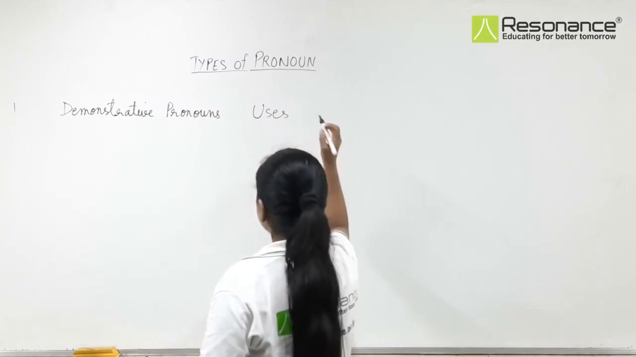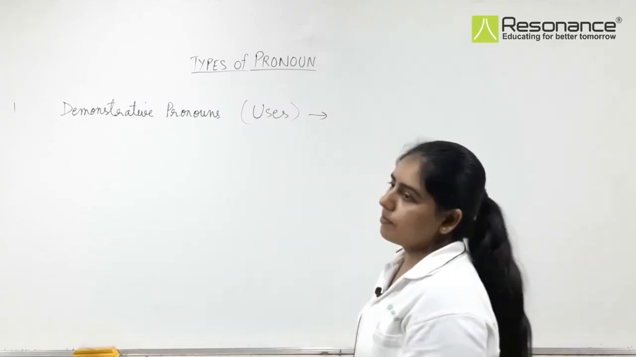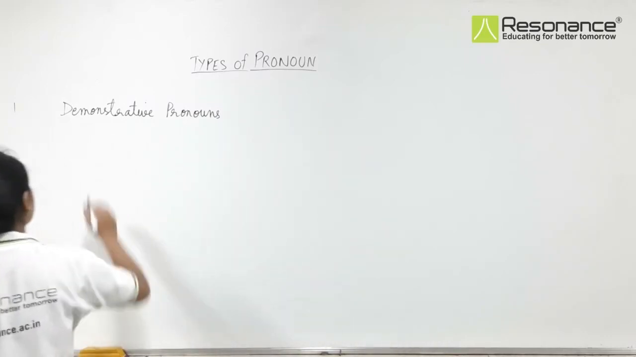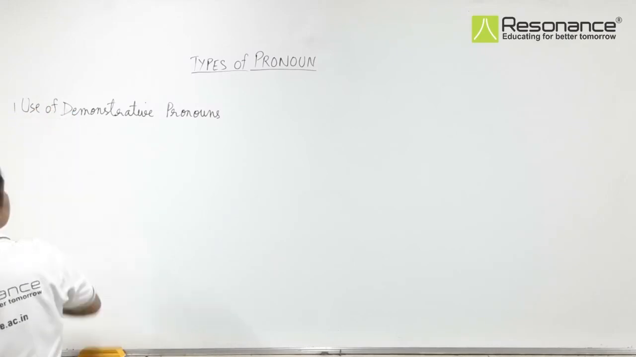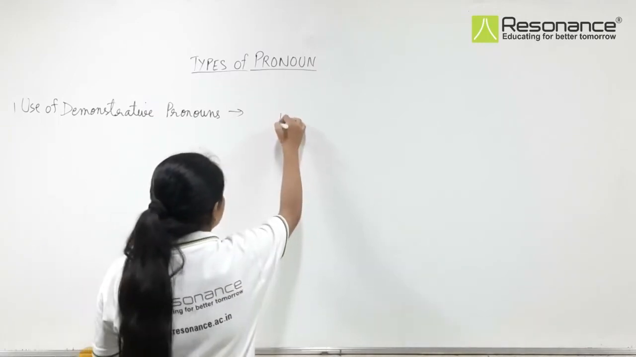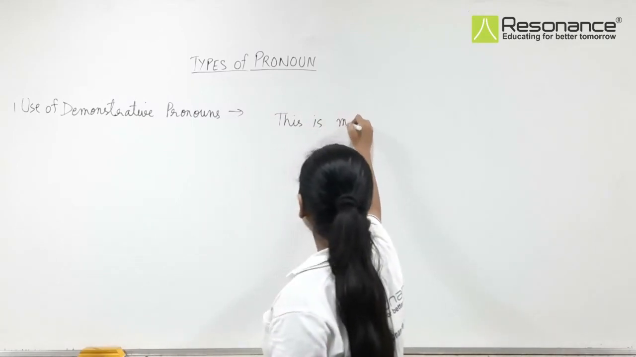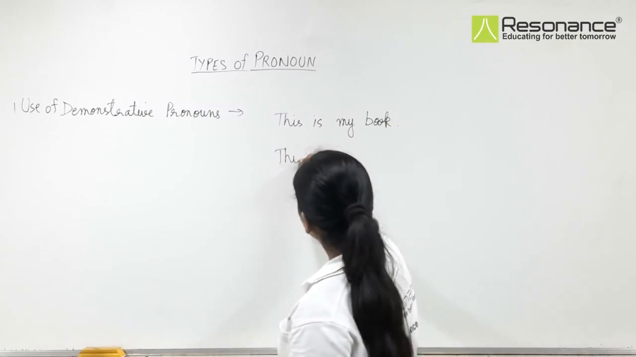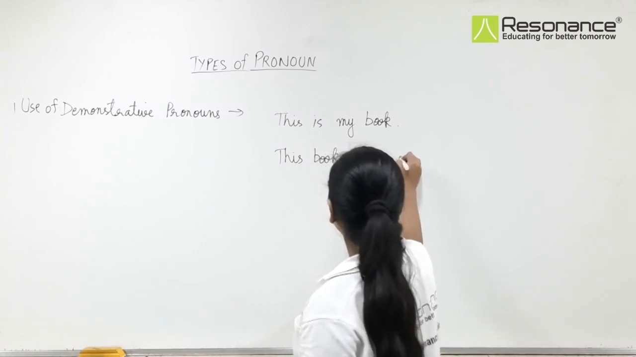Okay. Now how to use them? Okay. Or you can say use of demonstrative pronouns. Now see, I am writing two sentences. First sentence is, this is my book. This book is mine. Okay.